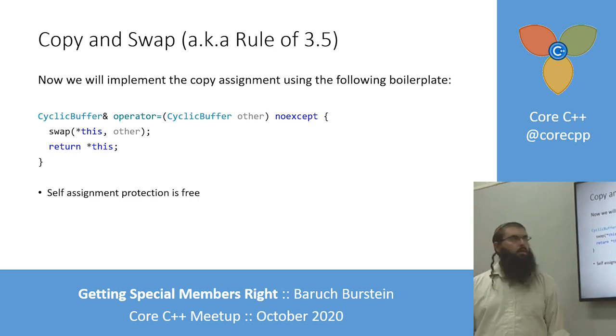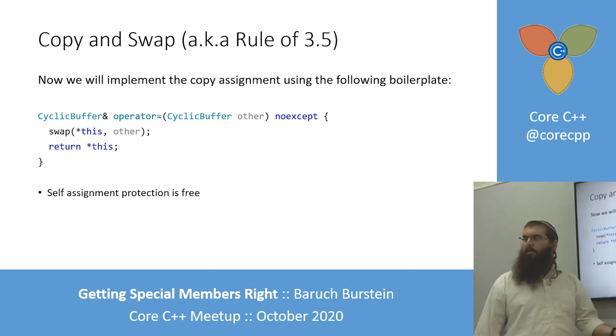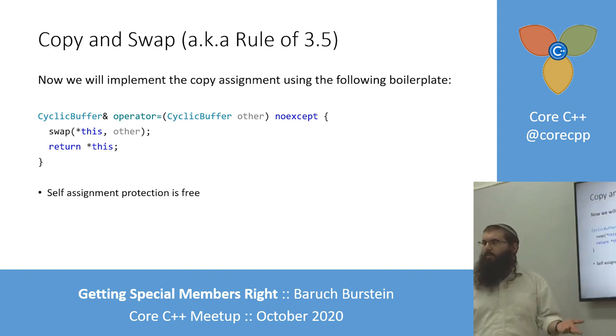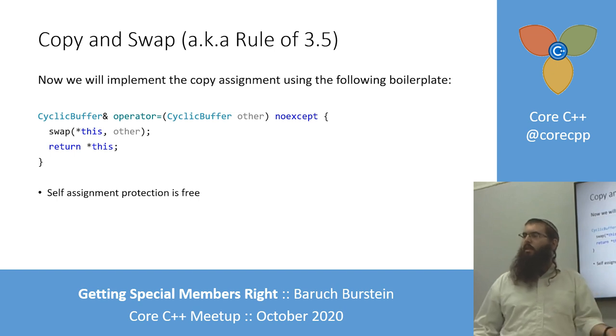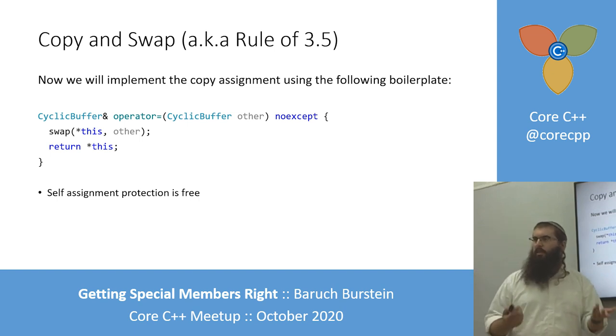The default implementation of the assignment operator, if you do equals default, does a shallow copy. A shallow copy doesn't have to worry about self-assignment, since it doesn't delete anything. It doesn't release anything. Self-assignment is a problem when you release before reallocating or before copying. Since it does a shallow copy, it doesn't release anything.